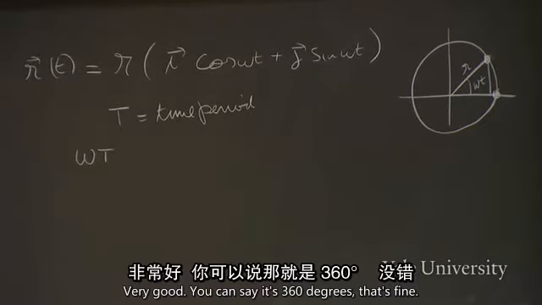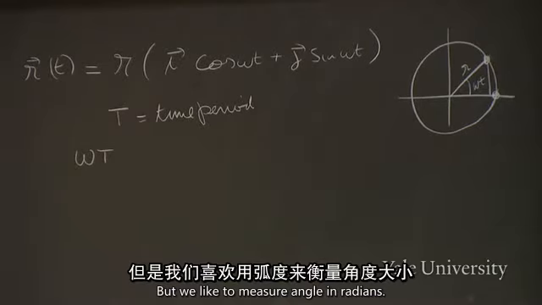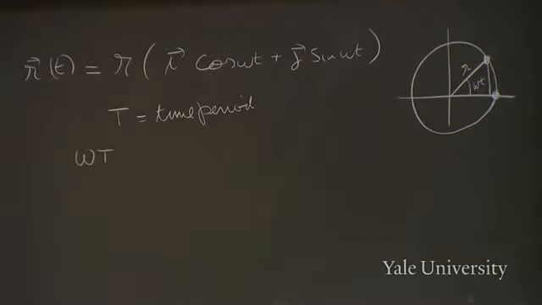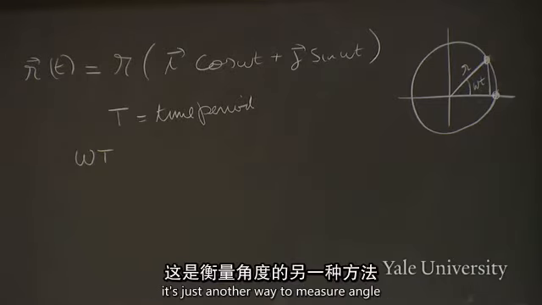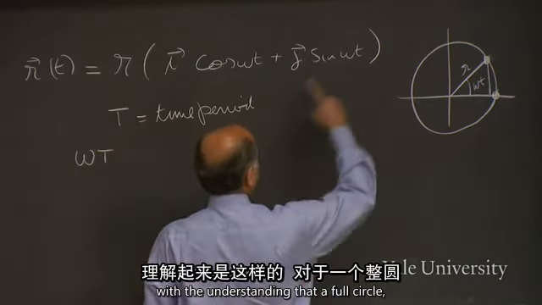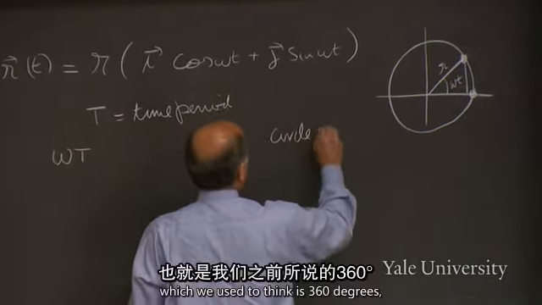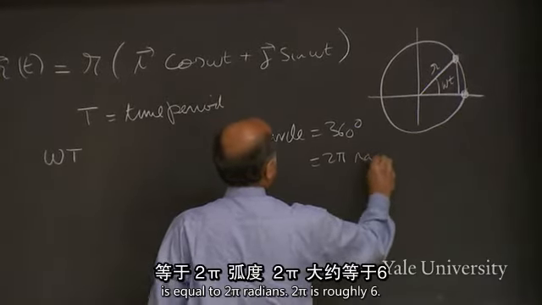Very good. So you can say it's 360 degrees, that's fine. But we like to measure angle in radians. Now, how many people know about radians? Okay, for those who have not seen a radian, it's just another way to measure angle, with the understanding that a full circle, which we used to think is 360 degrees, is equal to 2 pi radians.